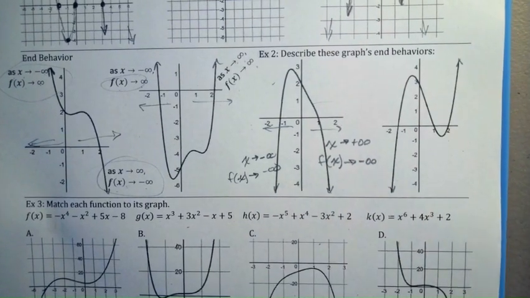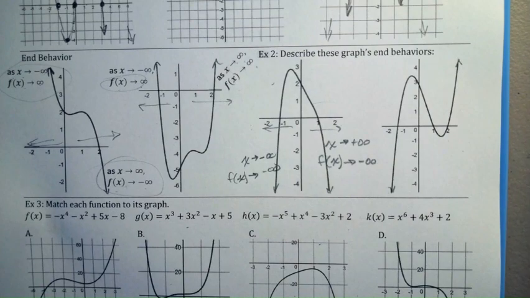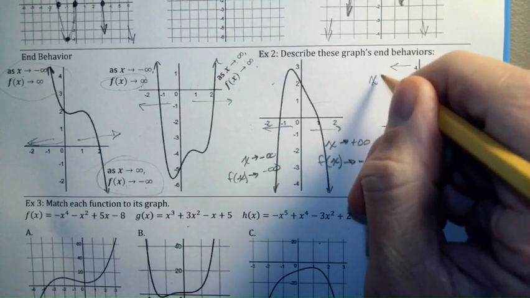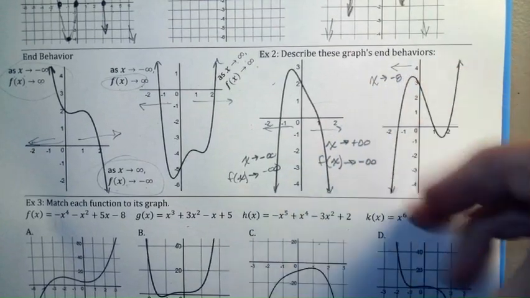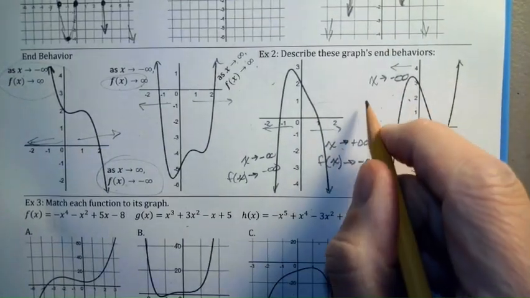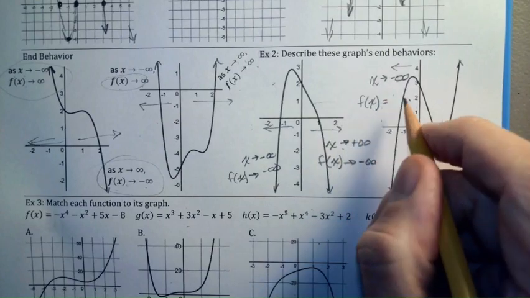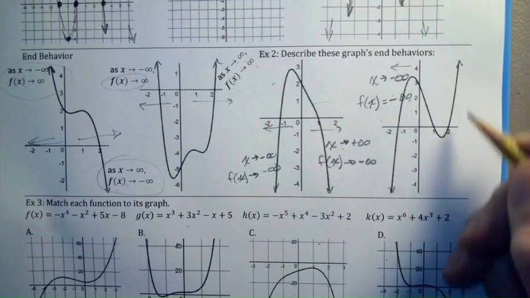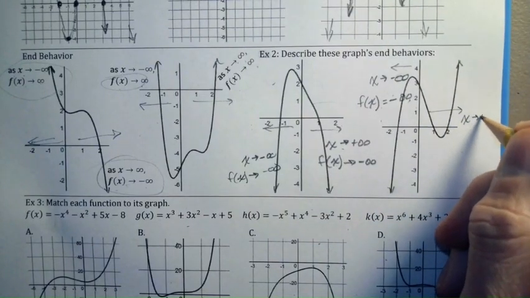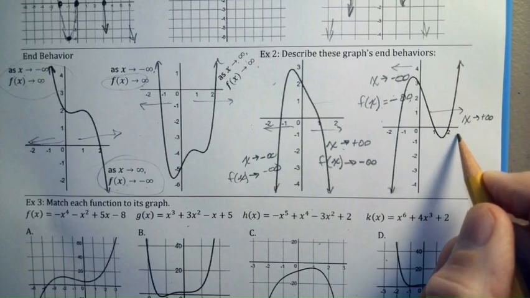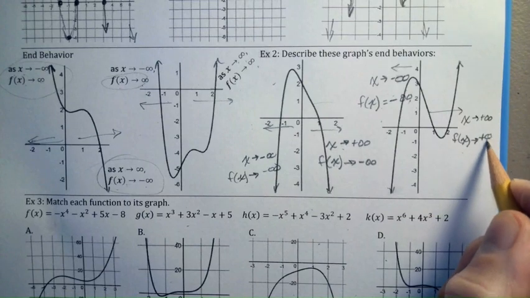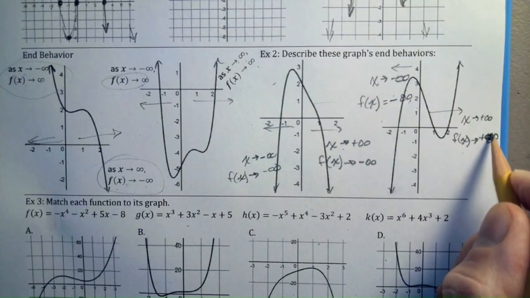Okay, it's the end behaviors. That's how we will sort of describe the end behaviors. For this one, what's happening as x goes to negative infinity, not negative 8, negative infinity, what's happening to y, or the f of x? It is going to negative infinity. And this one, as x goes to positive infinity, what's happening to the f of x? It's going to positive infinity.